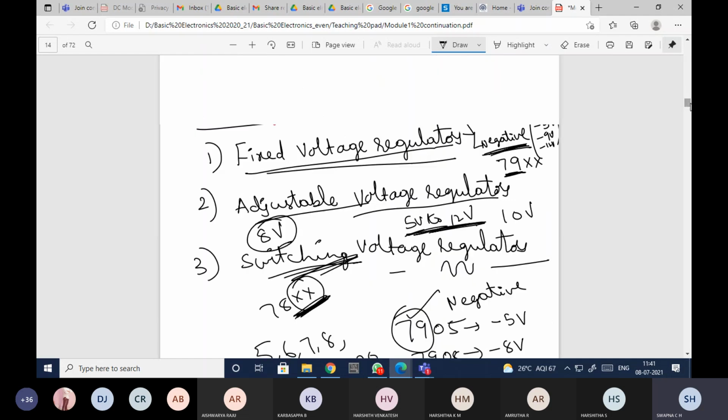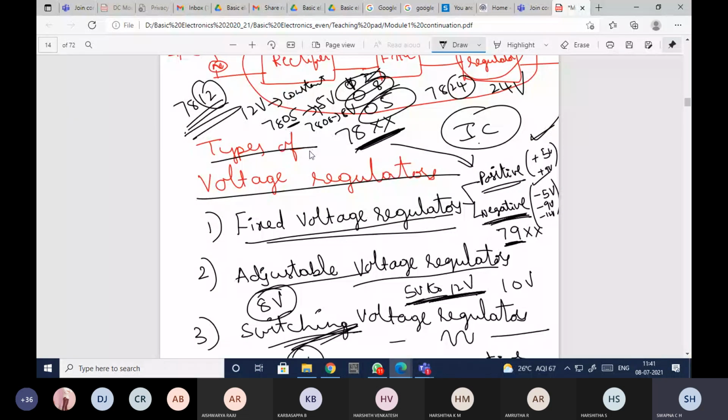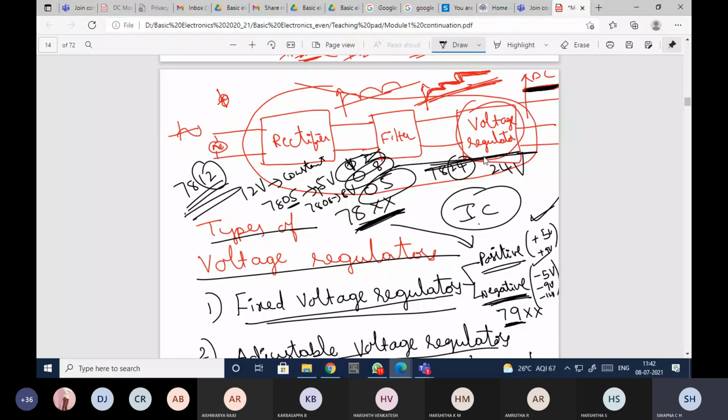For our syllabus, as we have the fixed voltage regulator, the 78xx, we will be studying in detail about this 78xx voltage regulator. Okay, so hope you people understood this voltage regulator. Is this diagram clear to you? This diagram is clear to you?